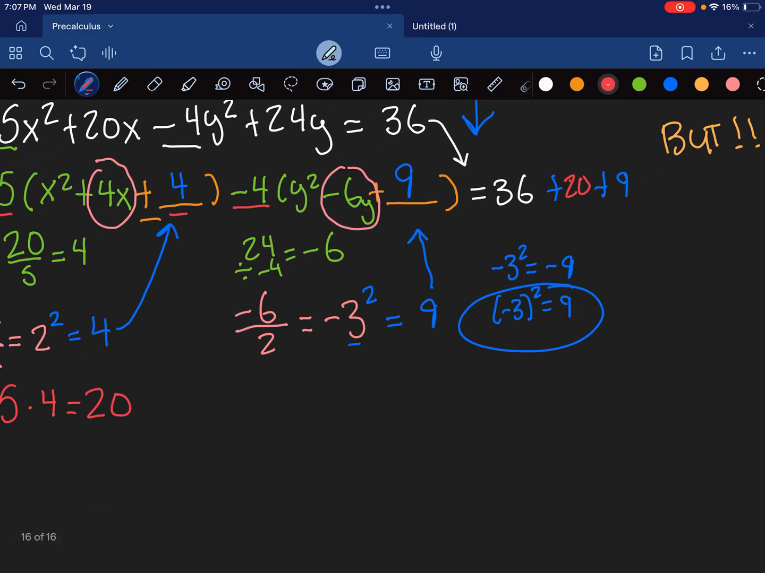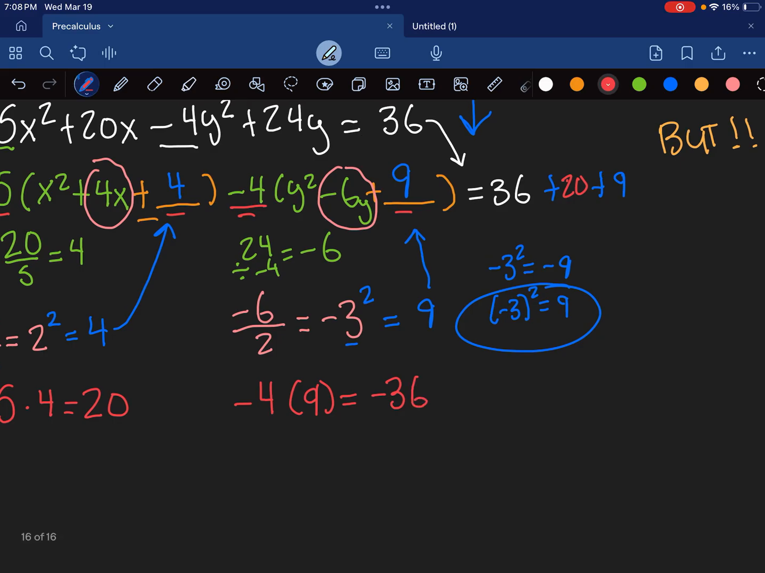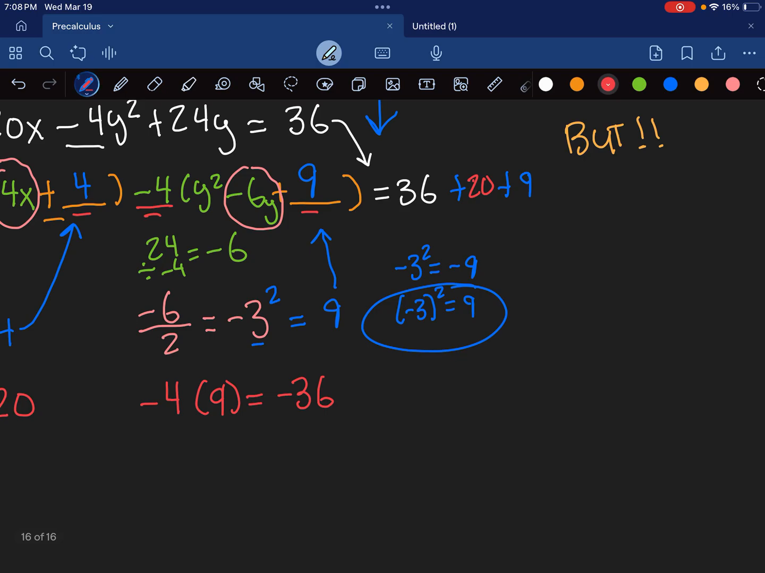And then same process over here. We take our -4 right here, we take our 9, multiply those, and you get -36, I believe. Yep, -36. Okay, so instead of the 9 right here, we're going to just erase that and do -36.